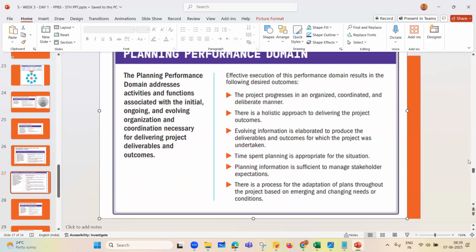Effective execution of this performance domain results in the following desired outcomes. Project progresses in an organized, coordinated, and deliberate manner. It is a holistic approach in delivering the project outcomes. Evolving information is elaborated to produce the deliverables and outcomes for which the project was undertaken. Time spent planning is appropriate for the situation. Planning information is sufficient to manage stakeholder expectations. There is a process for the adaptation of plans throughout the project based on emerging and changing needs or conditions.